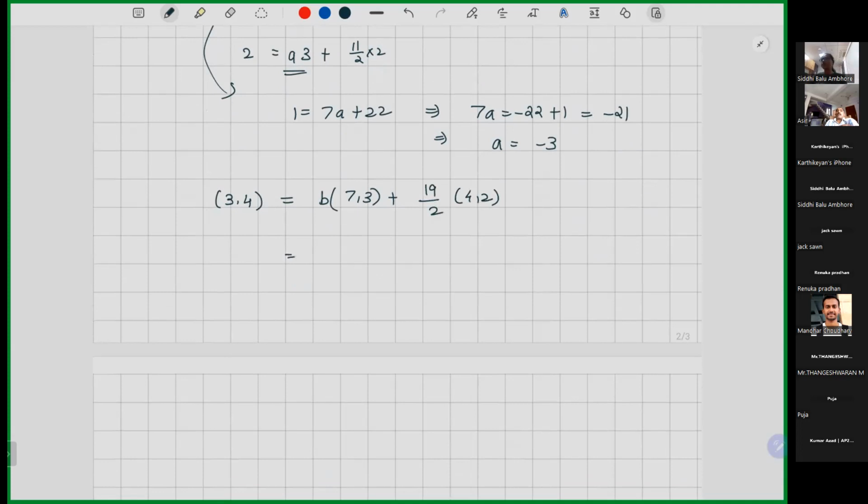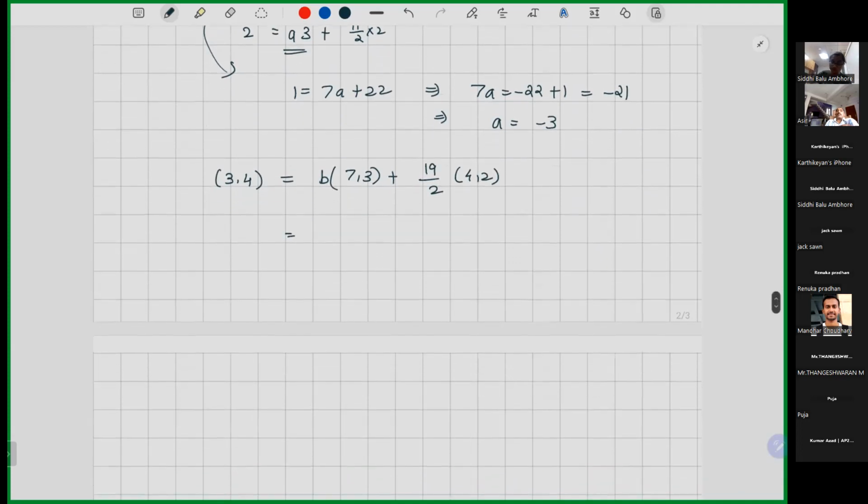And again, we have to solve this linear equation for B, and we will get 3 is equal to 7B plus 19 by 2 into 4, and 4 is equal to again 3B plus 19 by 2 into 2. And from here itself, I will get that 3 is equal to 7B plus 38. And this will give me B is equal to minus 15 by, oh, not from this.